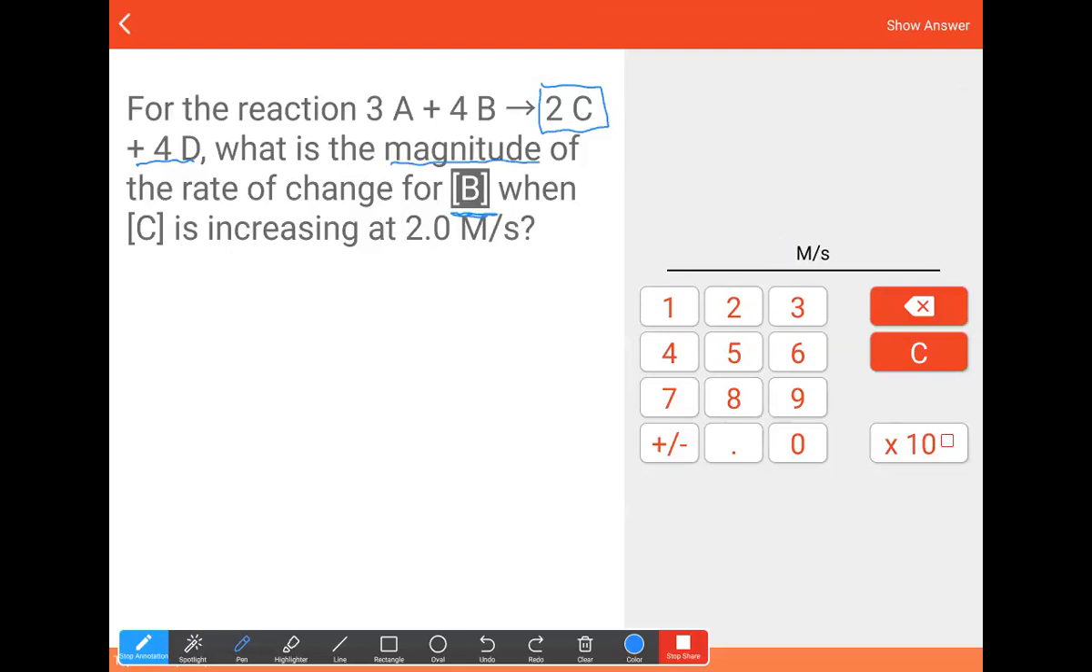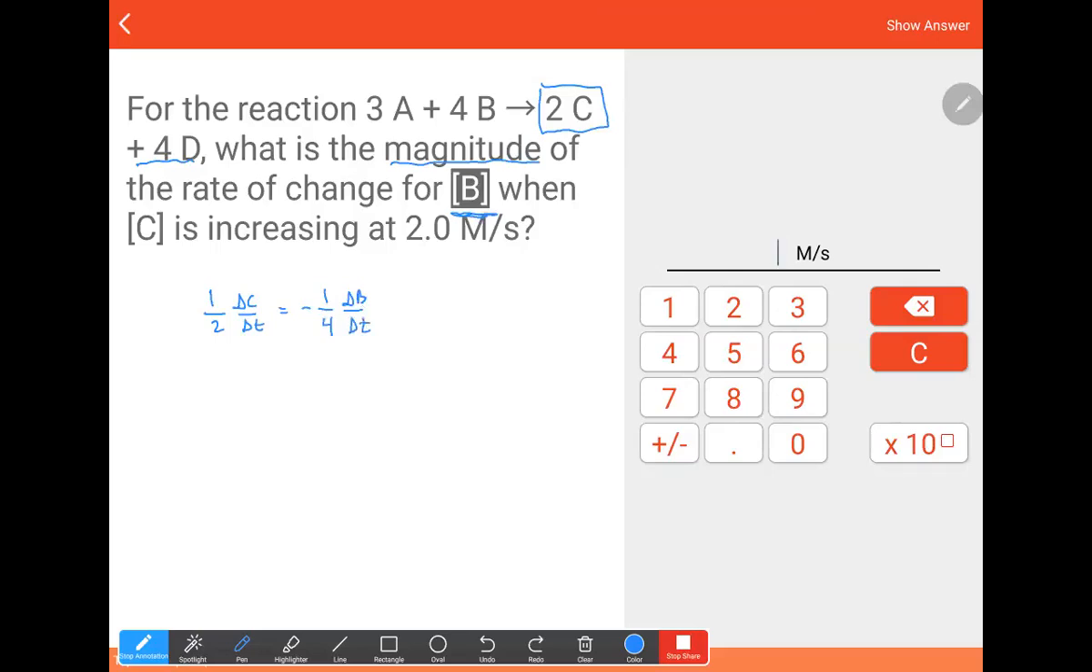The reason they ask for that is because some people will get a reactant, some people will get a product. And so what is the magnitude? So what is the comparison? If we use what we learned, where we put a fraction based on the coefficient, we would have 1/2 change in C being equal to -1/4 change in B. Now we're trying to solve for change in B.